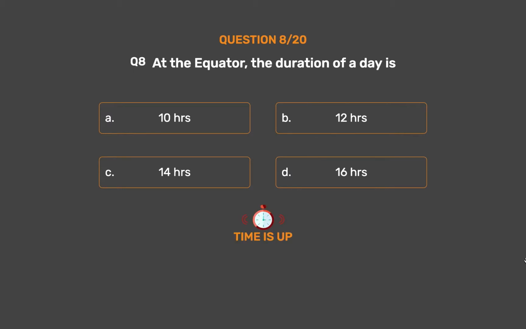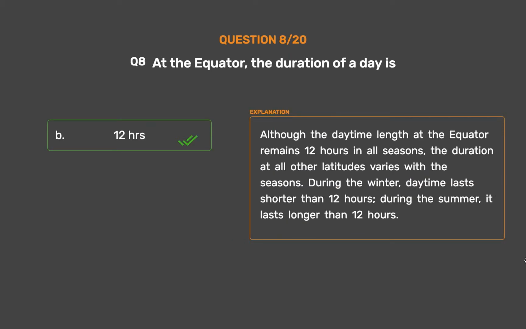The correct answer is option B. 12 hours. Although the daytime length at the equator remains 12 hours in all seasons, the duration at all other latitudes varies with the seasons. During the winter, daytime lasts shorter than 12 hours. During the summer, it lasts longer than 12 hours.